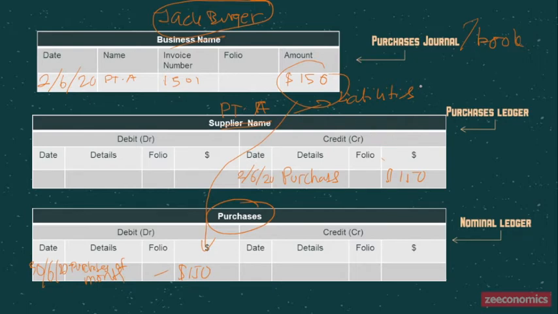So again, on your purchases book or purchases journal, you only need to list the name of the supplier alongside the date of the transaction and the amount. You don't need to think about where to record it, for example, whether on the debit side or the credit side, because the double entry will take place in another ledger, which is the supplier's account, as well as the purchases account. So that's for the purchases journal.